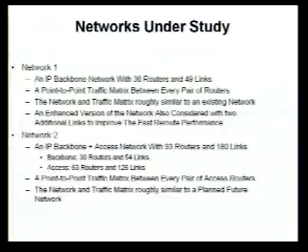All right, we consider two networks. We name them Network 1 and Network 2. The first one is an IP backbone network with 36 routers and about 49 links. In this case, we have a point-to-point traffic matrix between every pair of routers. This network and traffic matrix is roughly similar to an existing network. The second one, which we call Network 2, is a combination of backbone and access network. This is similar to one of the networks that we planned for the future.